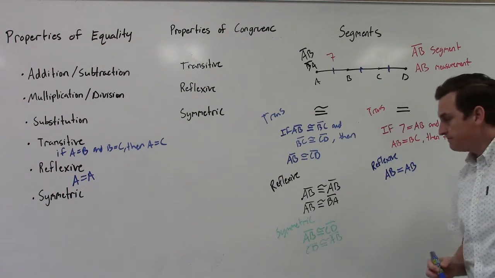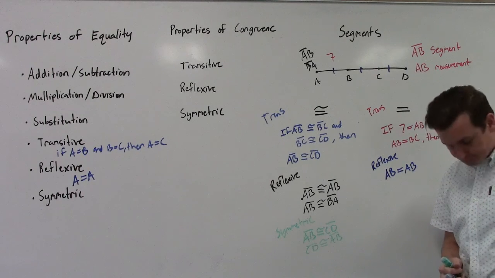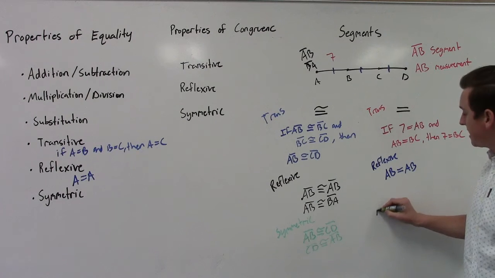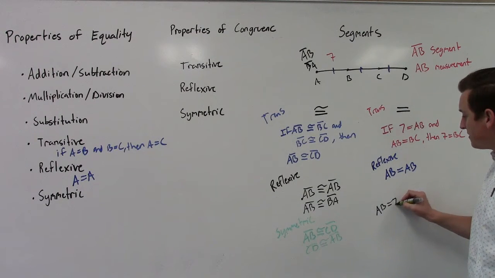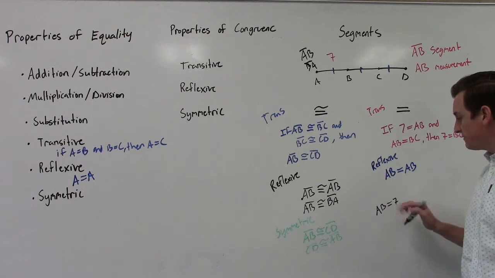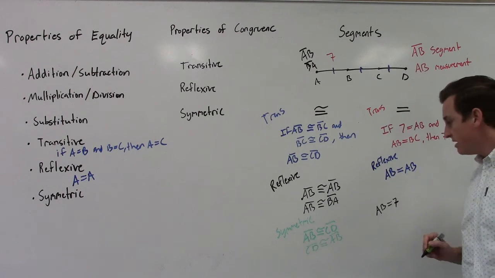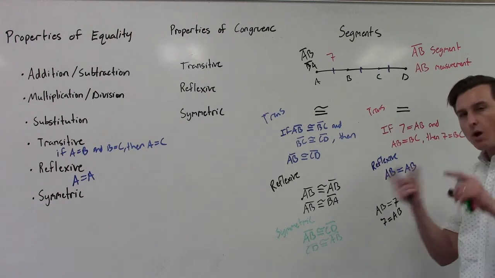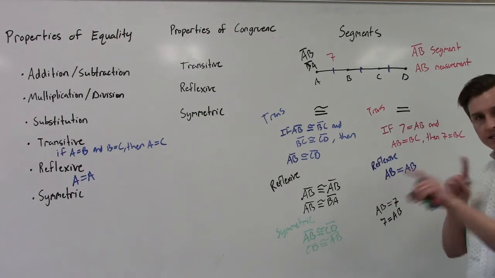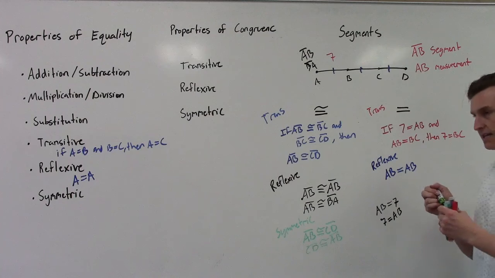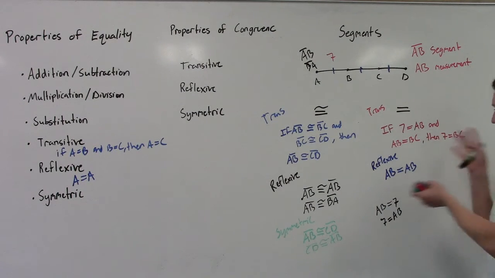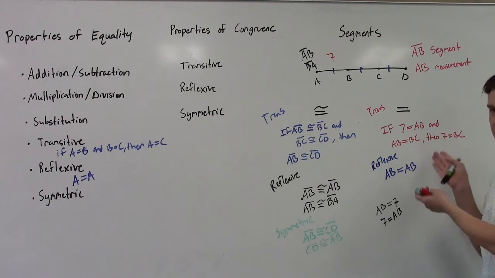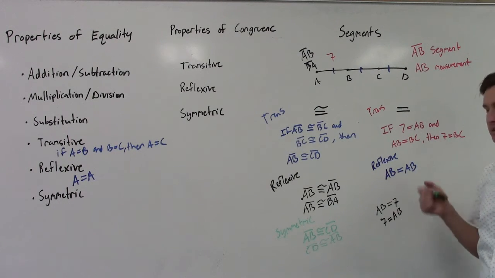So let me switch colors again so we don't get confused. I could say that AB is equal to 7. The measurement of segment AB is 7. That's the same thing as saying 7 equals AB. I can swap the order in equality, it doesn't really matter. So that's not too enlightening because it looks very similar to what we have. You're like, okay, that's not any different. I just change it from a congruence to an equal sign and don't put a line over it. Okay, what's the big deal?